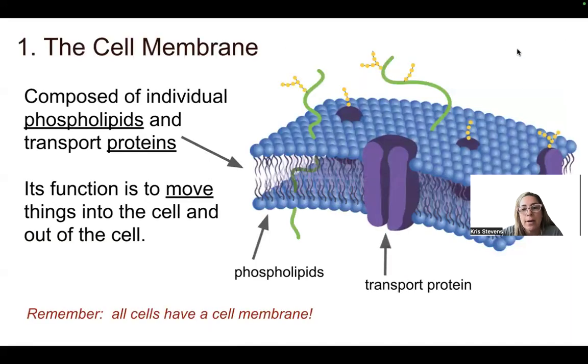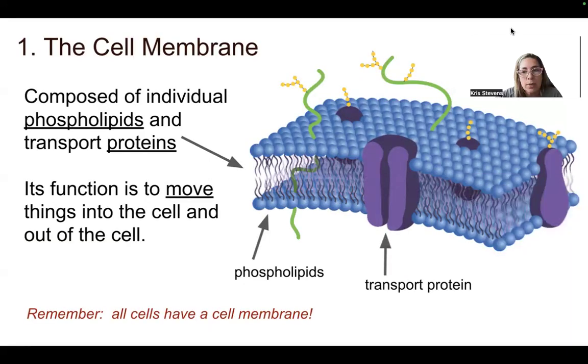All right, the cell membrane. What kind of cells have these? We know this. This is all cells. All cells have cell membranes. It's composed of phospholipids and transport proteins. You should be able to draw and label this, and you should have done this. If you don't have this in your notes, go ahead and draw and label this.